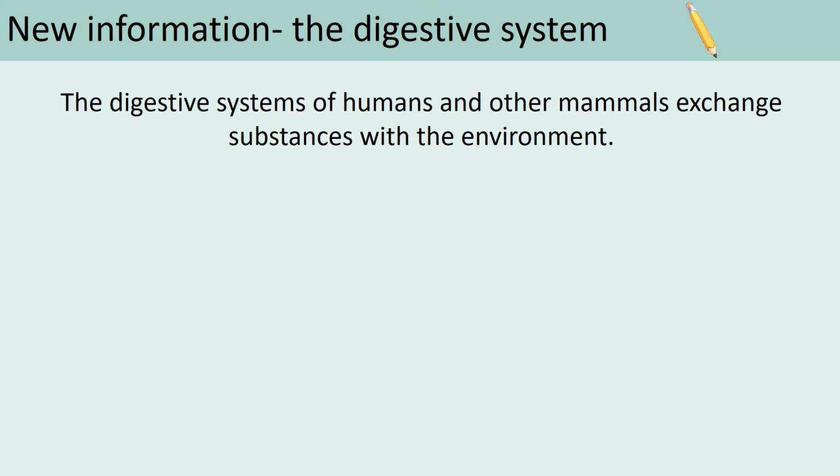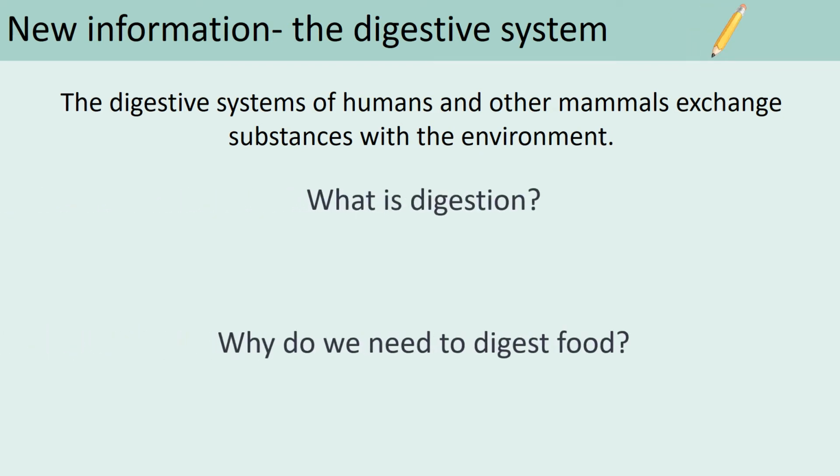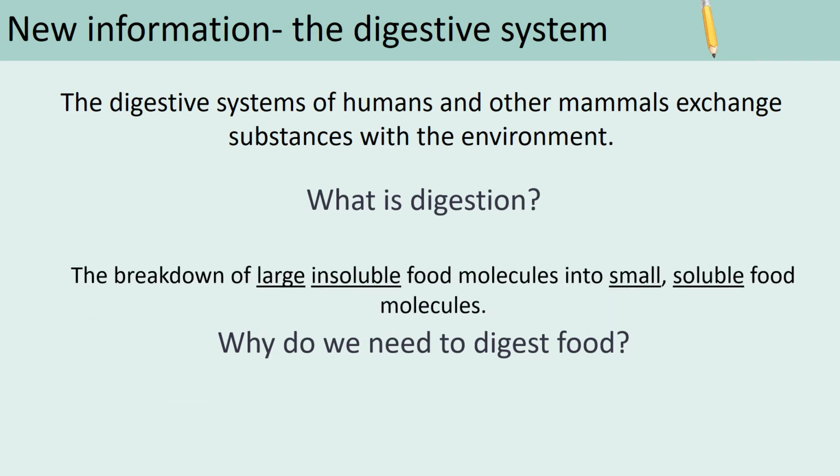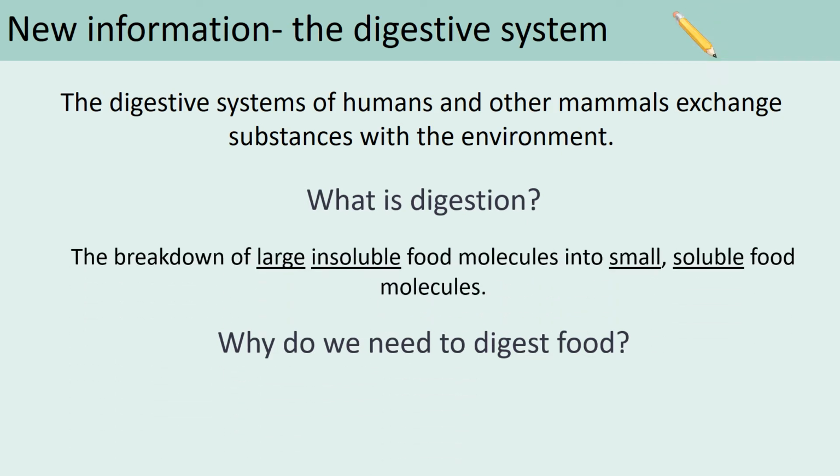Okay, so digestive system. After I've gone through this, you will want to pause the video and make note of this. So the digestive systems of humans and other mammals exchange substances with the environment. But what is digestion? And why do we need to digest our food? Well, the scientific definition for digestion, which you do need to know for the exam, is the breakdown of large insoluble food molecules into small soluble food molecules.